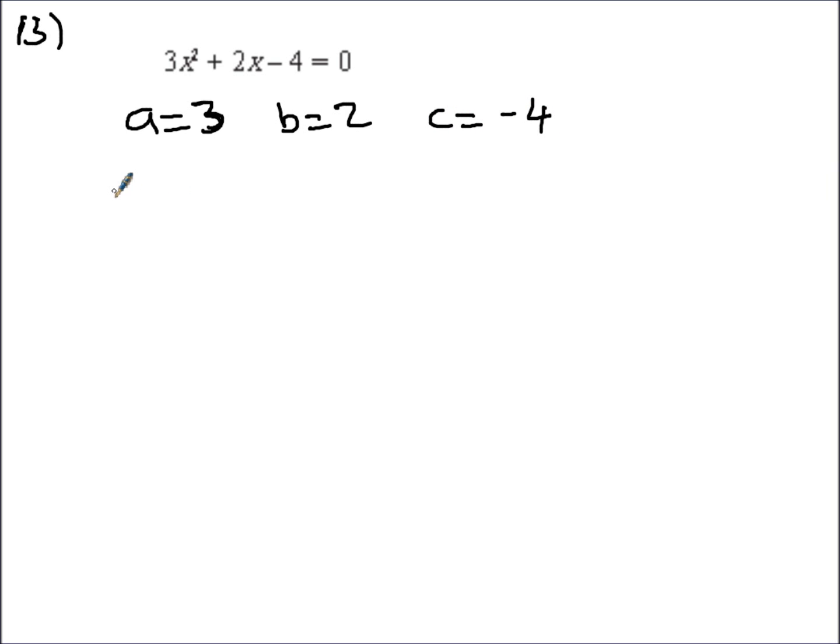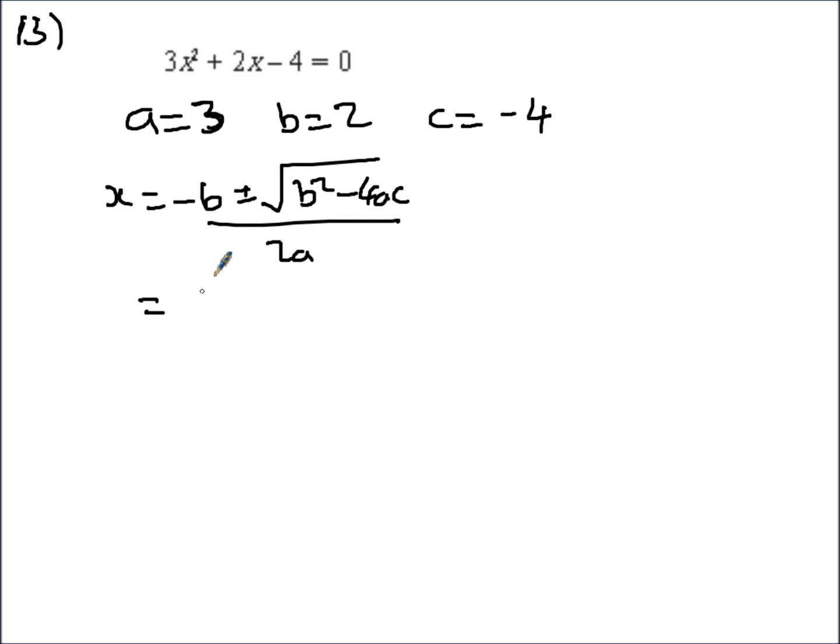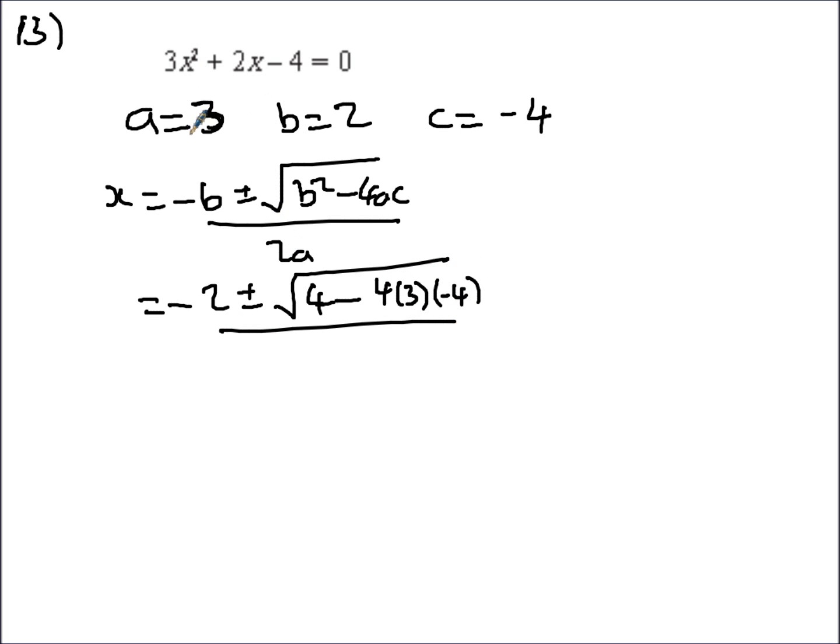So we then get x equals minus b plus or minus the square root of b squared minus 4ac, all over 2a. Minus b, so minus 2, plus or minus the square root of b squared, well that's 4, minus 4 lots of ac, so it's 4 times 3 times minus 4, all divided by 2 lots of a, which is 6.